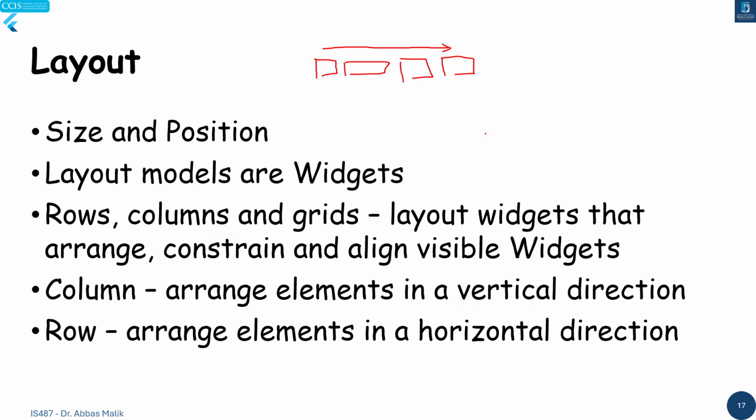On the other hand, the column is more like an element where we organize the elements vertically. So all these widgets, all these visual elements are organized in the vertical direction, and that is called a column. So this is our row, and this is our column organization of the elements. And then of course the grid is more like putting them into a tabular form. So layout widgets arrange, constrain and align the visible widgets. Columns arrange the elements in the vertical direction, rows arrange the elements in the horizontal direction.